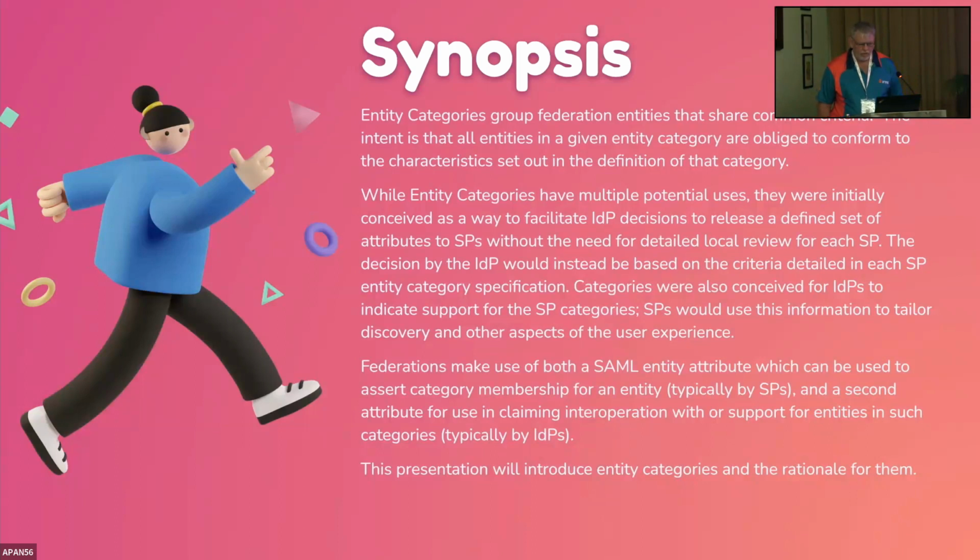Categories are also conceived for IDPs to indicate support for these particular groups. So it's a bit of a two-way street. The service provider says, I want to be part of, say, the research and scholarship entity category, and they'll go through a process to get that. An IDP will say, I'm going to support research and scholarship or R&S entity category, and they've actually done some work to be able to support the release of attributes for services that say they want R&S.